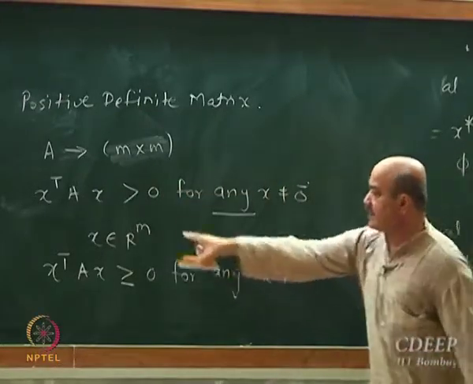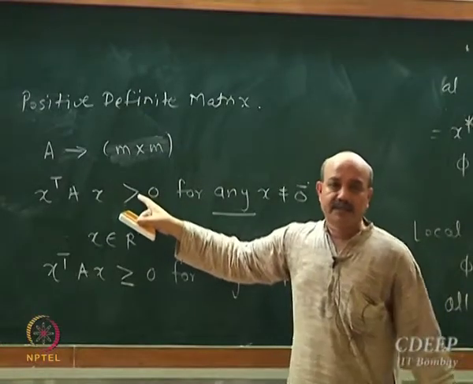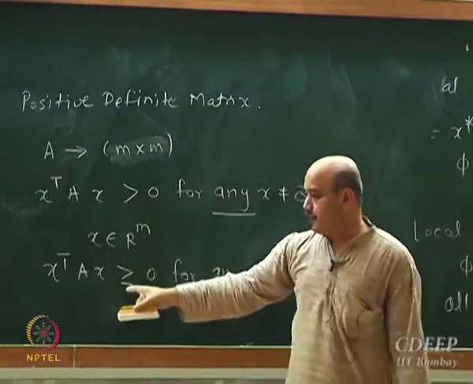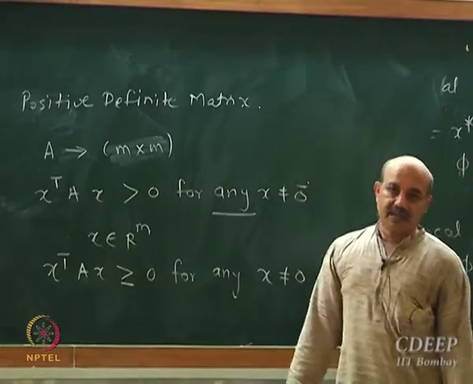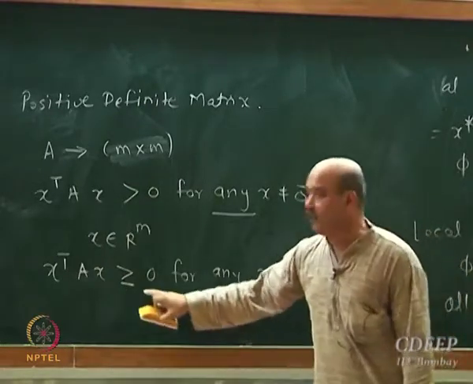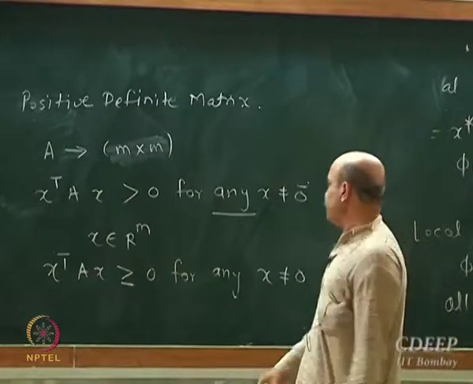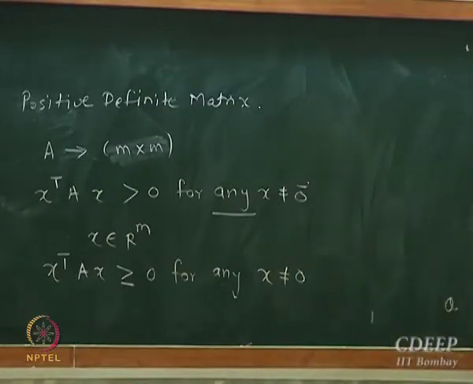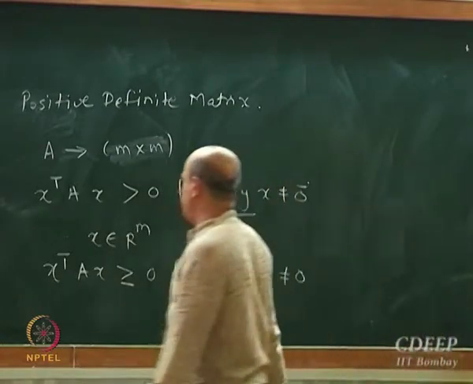But in this case, if you just change from this strict inequality to greater than or equal to 0, it becomes positive semi-definite. A will be positive semi-definite. Okay, what about a negative definite matrix? So this is positive semi-definite.